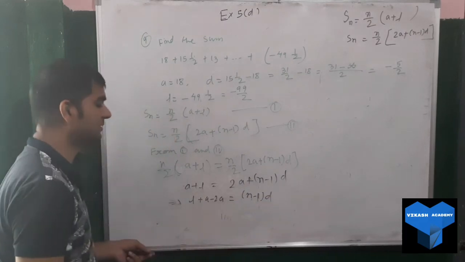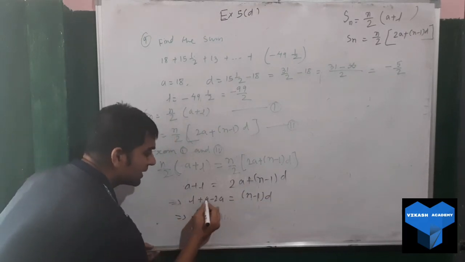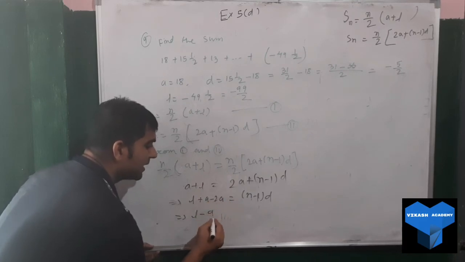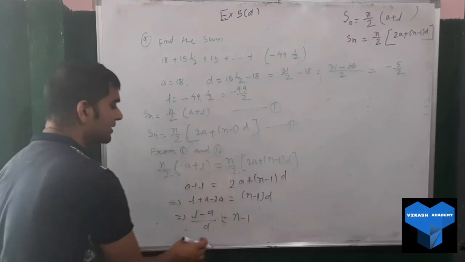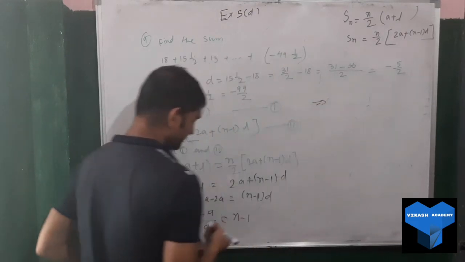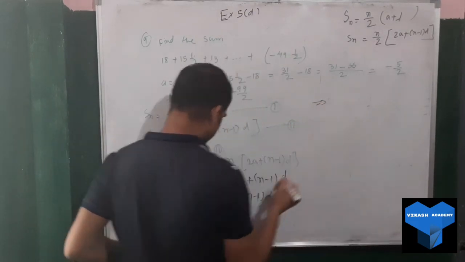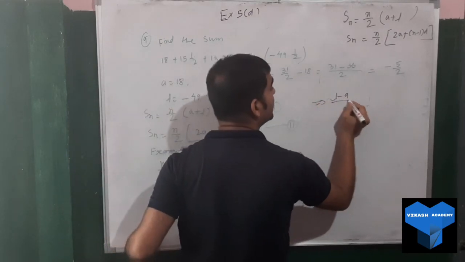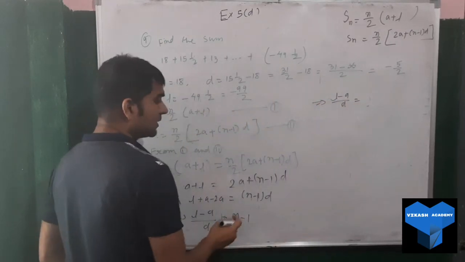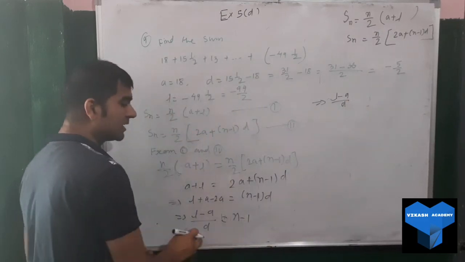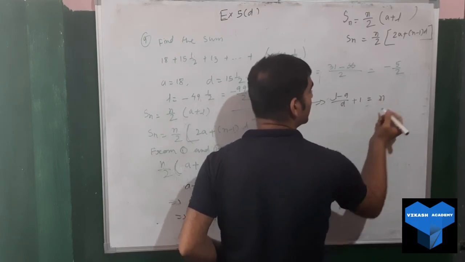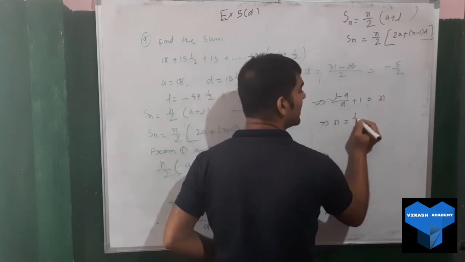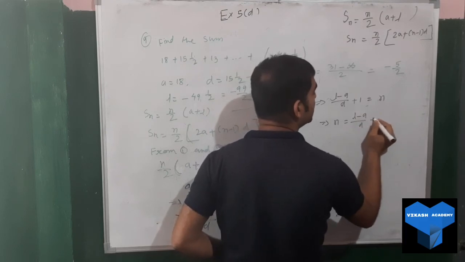I will write like this. Now 2a minus a will be a, then d I will take to the other side, so it will divide: d is equal to a minus 1, or then minus 1 I can take to the other side. So next step, it will be l minus a by d is equal to minus 1. If I take minus 1 to the other side, it will be plus, so write plus 1 is equal to n. Now we can also write like this: n is equal to l minus a by d plus 1.